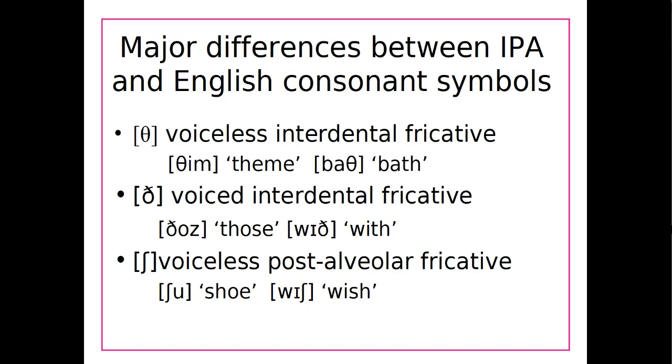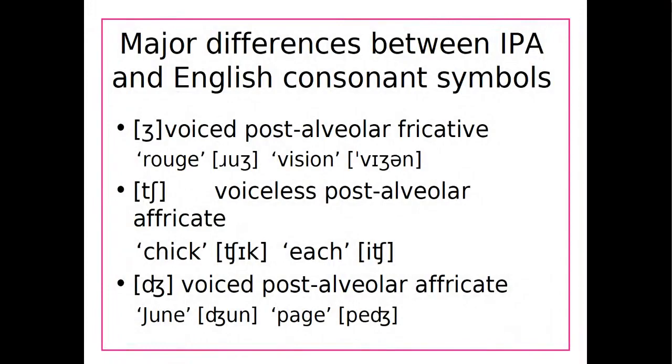Another one to look at is the sound for the voiceless postalveolar fricative. That's represented by this little symbol here. So that's going to be the conventional sh sound, like in shoe or wish. So when you think of the sh sound, that's going to be represented by this symbol. Then we have the voiced counterpart to that sh sound. So this is the zh sound. This is the voiced postalveolar fricative. This is the sound you might see in rouge or vision.